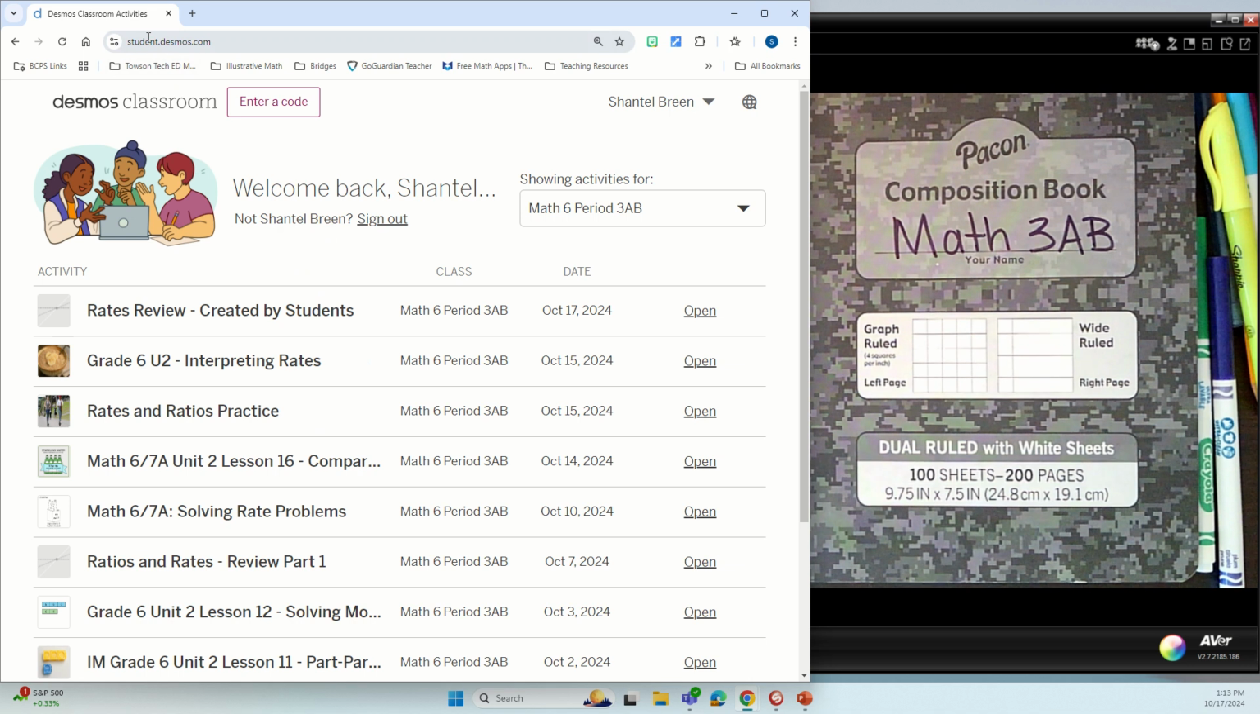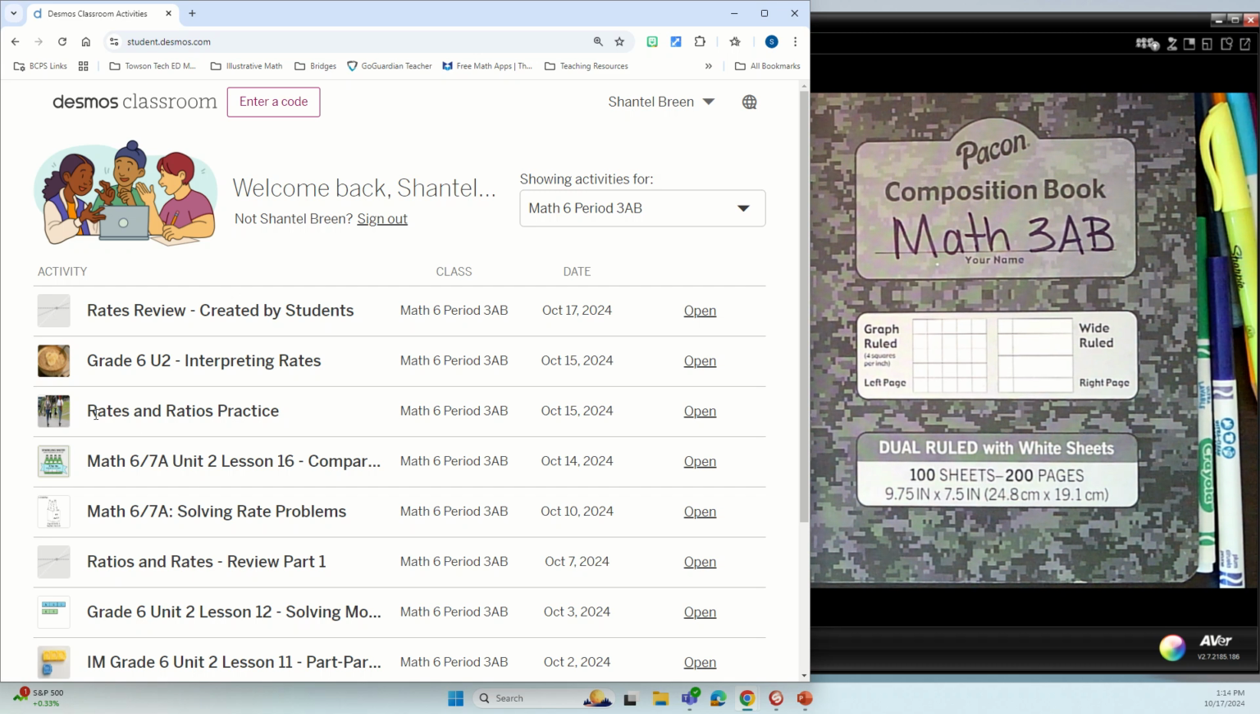I just want to point out that if they go to student.desmos.com, which we use every day, students should be able to access this. They will see all of the assignments that we have been doing in class. We've been doing a lot of practice starting with October 10th. Most importantly, some of these say rates and ratio practice or rates review. This was actually a fun one because some of the students in class created questions for us, and then solving rate problems. Those are really good ones.